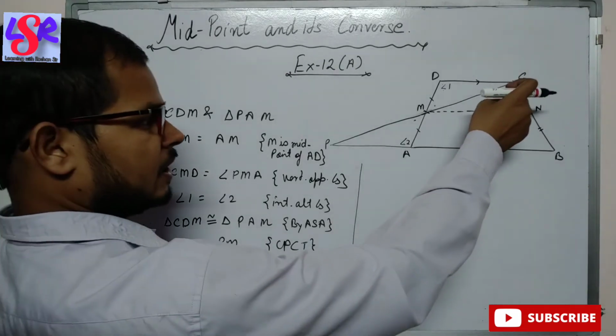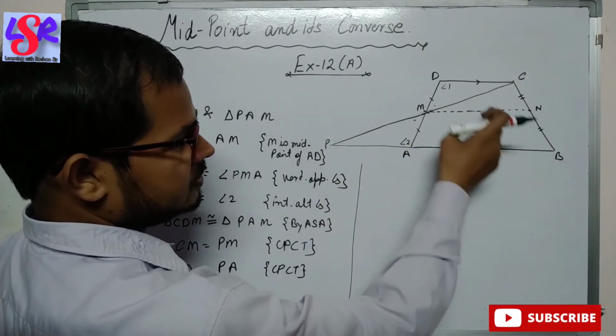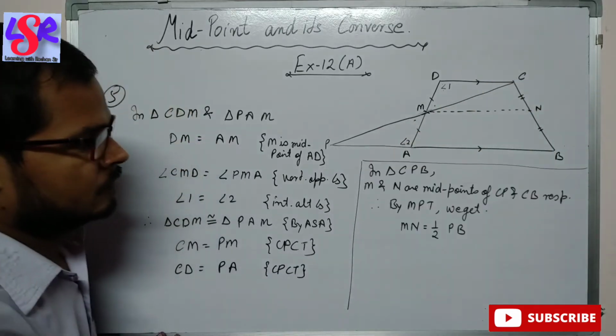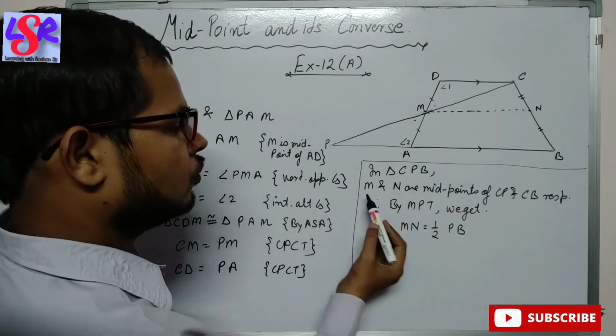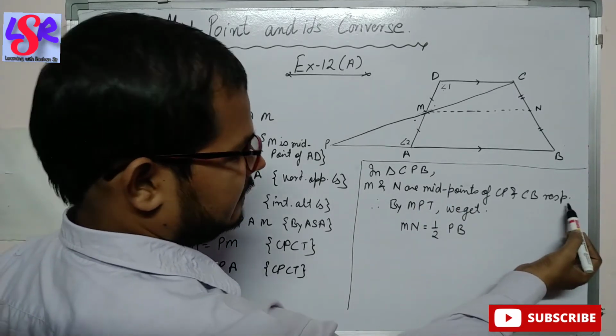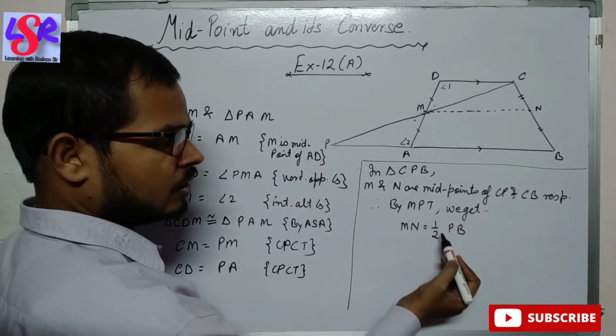Now we can apply the midpoint theorem in triangle CPB, in which M is the midpoint of CP and N is the midpoint of CB. Therefore, in triangle CPB, M and N are the midpoints of the sides CP and CB respectively. Therefore, by the midpoint theorem we get MN equals half of PB.